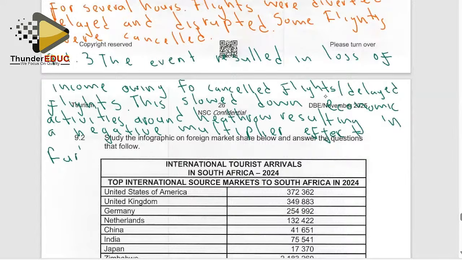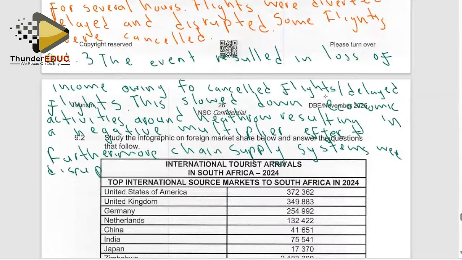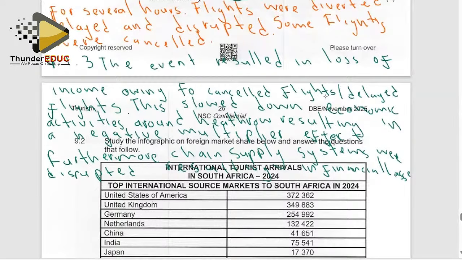Furthermore, supply chain systems were disrupted, resulting in financial losses. What are we saying here? Airplanes do not only carry human beings, they also carry cargo. So delays in flights and also cancellation of flights simply means that some supplies of goods did not reach their intended market. So when goods do not reach their intended market, it causes disruptions in supply chain management.